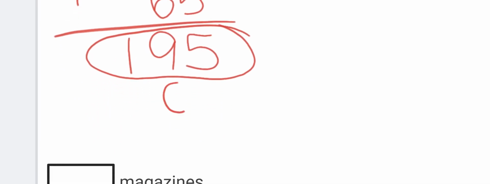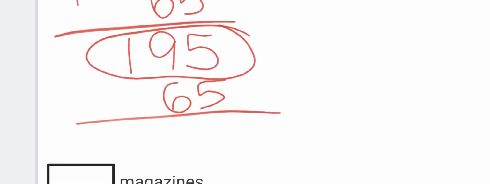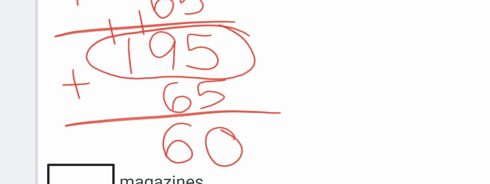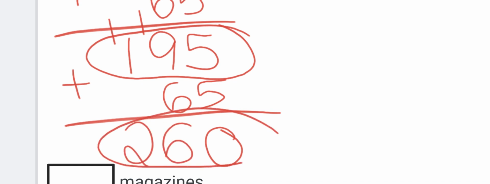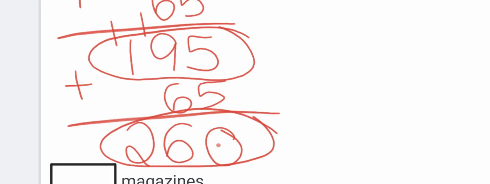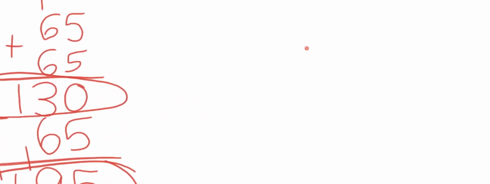So I'm going to add 65 again. Now what's 195 plus 65? Do this in your notebook. 5 plus 5 is 10. 9 plus 6 is 15, plus 1 more is 16. 1 plus 1 is 2. Okay, I'm not at 455 yet, so I'm going to keep going.